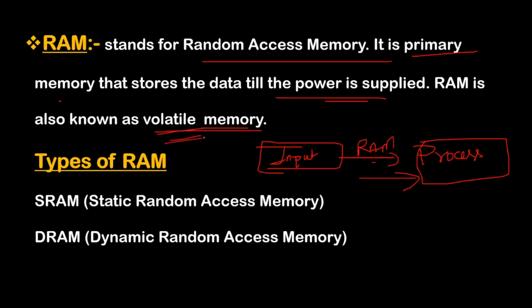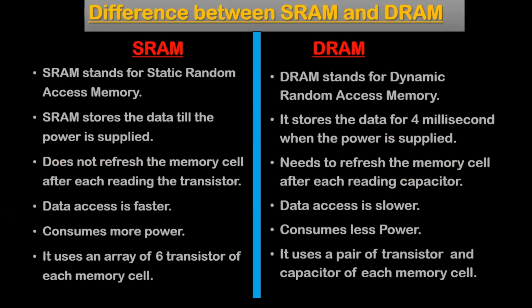And this is volatile, so it will store your data only for temporary purposes. Among the types of RAM, we have SRAM and DRAM. SRAM means static random access memory, and DRAM means dynamic random access memory. Actually, we have to correct something. SRAM means static random access memory, that's okay. DRAM means dynamic random access memory, that's also okay.